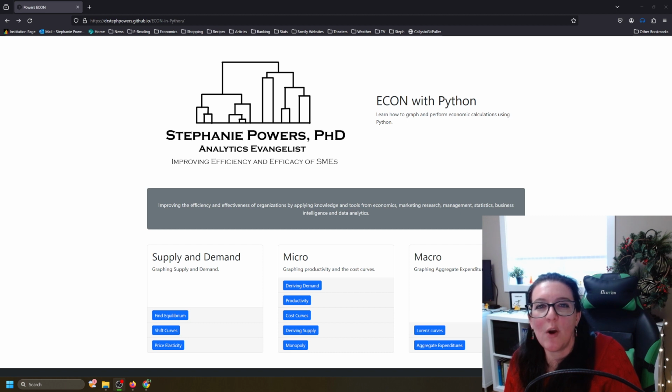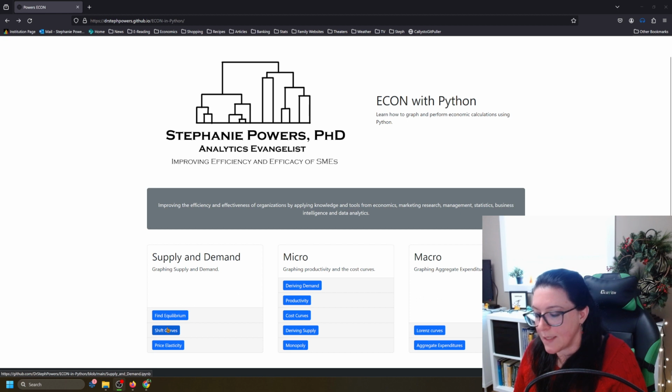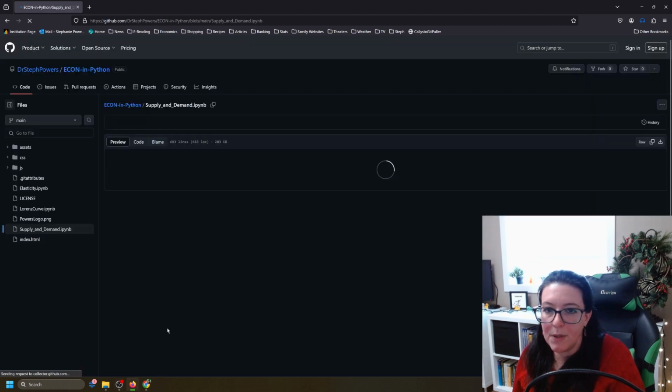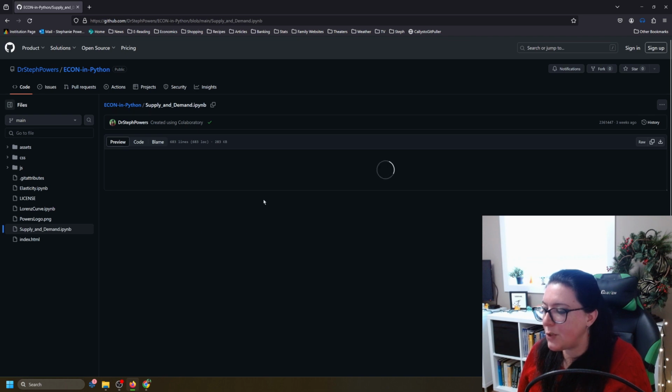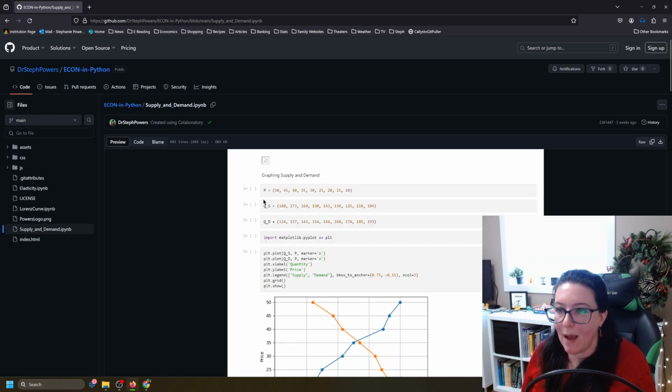And in a previous video, we looked at how you could use Python to graph demand and supply and how you could find equilibrium. Now we're going to shift the curves. So we're going to go here to the link where it says shift curves, and it takes you into GitHub. And what you'll need to do then is open Google Colab.